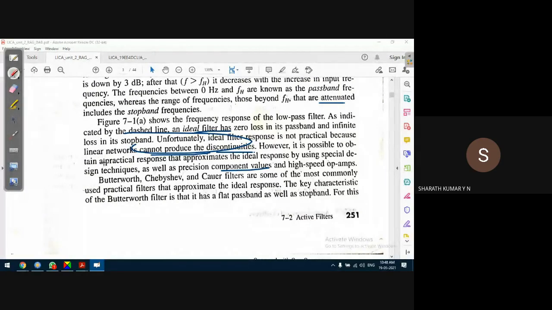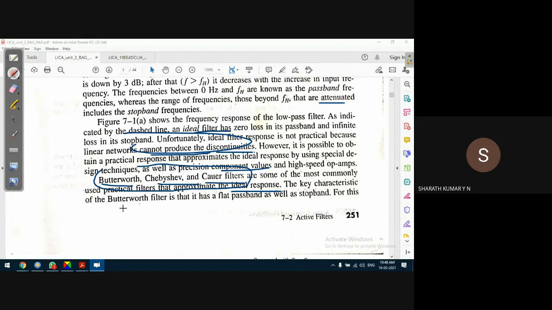So what are the names of these filters? What are the different filters we employ? They are called Butterworth, Chebyshev, and Cauer filters. These are some of the commonly used practical filters that approximate the ideal response. Our ultimate goal is to implement an ideal filter design, so for that we go for these kinds of filters.